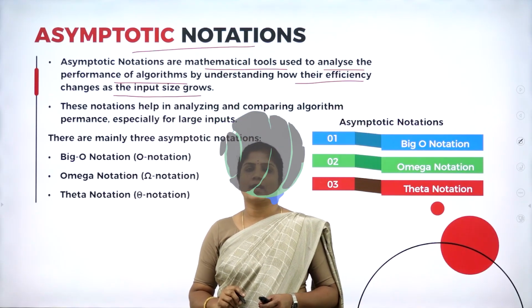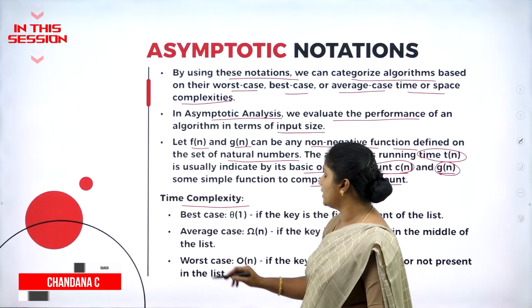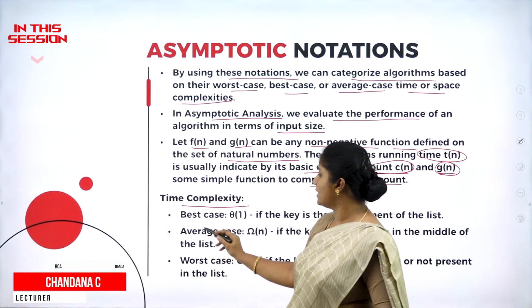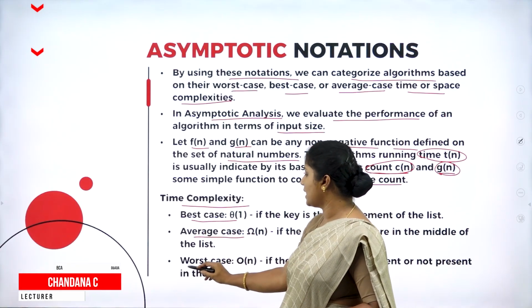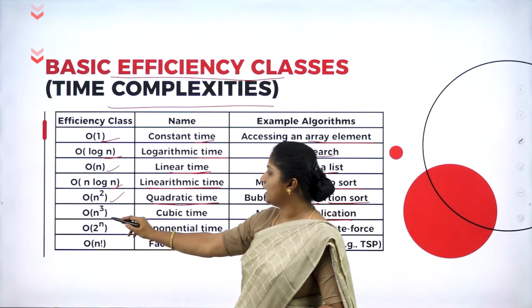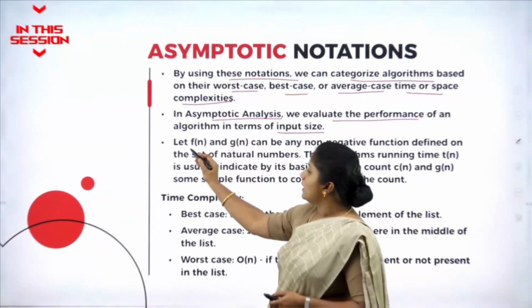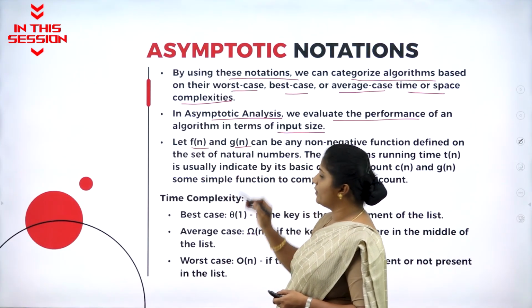It is used to analyze the performance of an algorithm. How are we going to measure it? We are measuring it as best case, average case and worst case. Next we have matrix multiplication. We are getting big O of n cube, so we can say cubic time. Here I am taking f of n and g of n as functions.